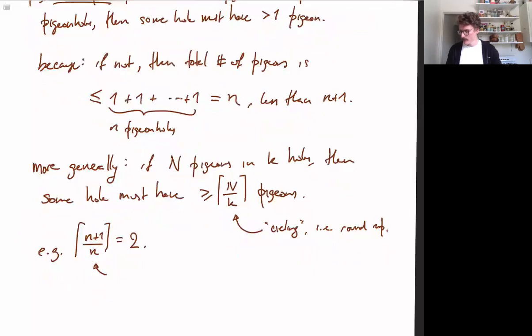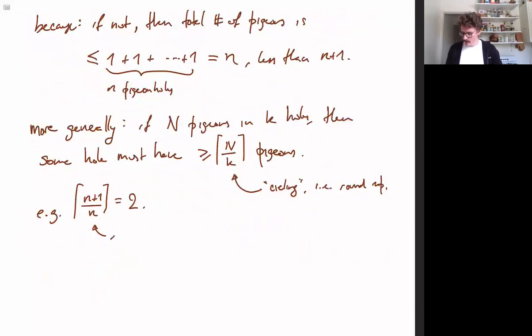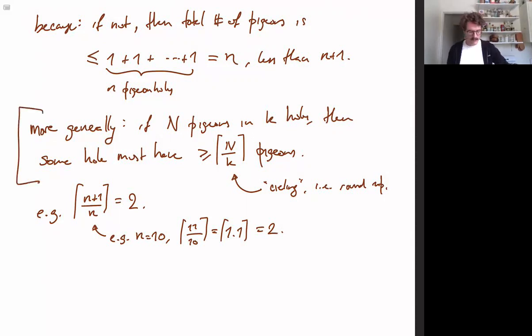And just to be super precise about what we mean by ceiling, for example, if n equals 10, then we get the ceiling of 11 over 10, which is the ceiling of 1.1. And round up means that we round this up to 2. So this is how we justify this statement, or this is how we explain the statement.